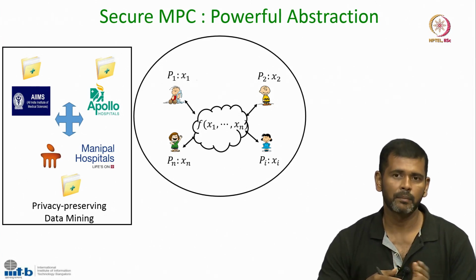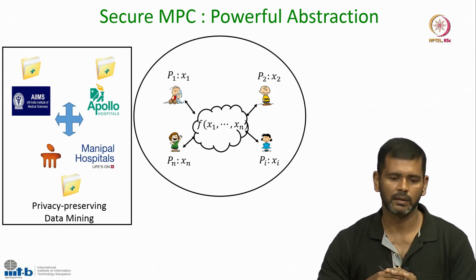In this example the participants will be your hospitals, the inputs x1, x2, xi, xn model your individual medical records, and the function f will model whatever data mining operation the parties would like to perform.